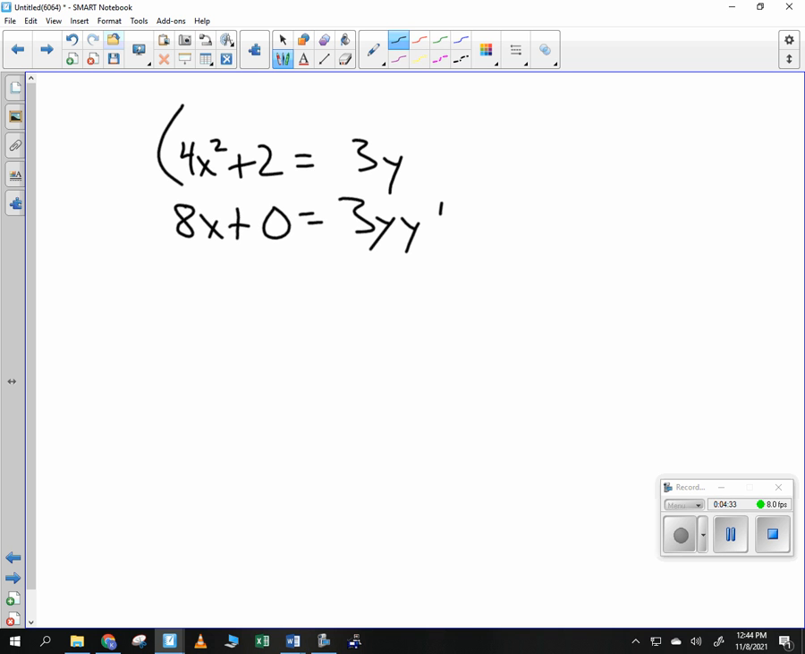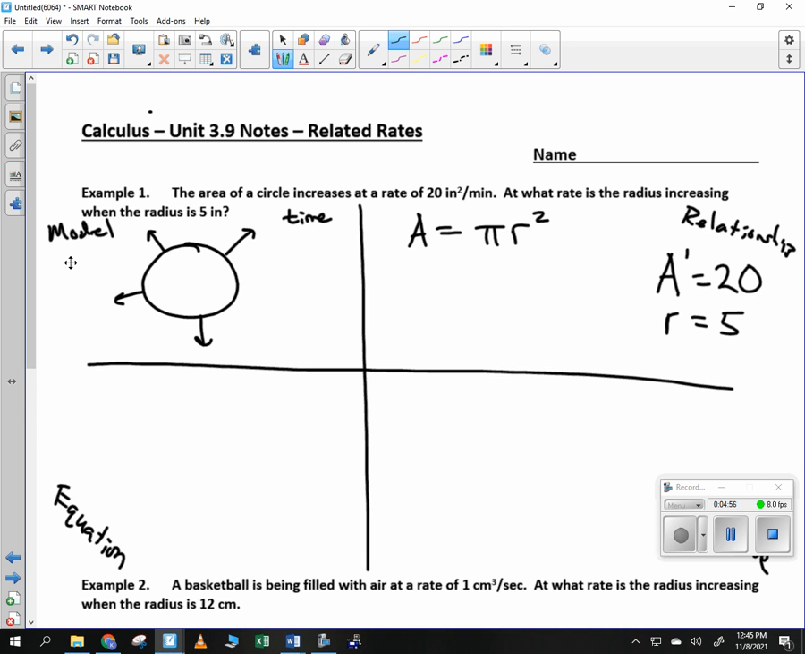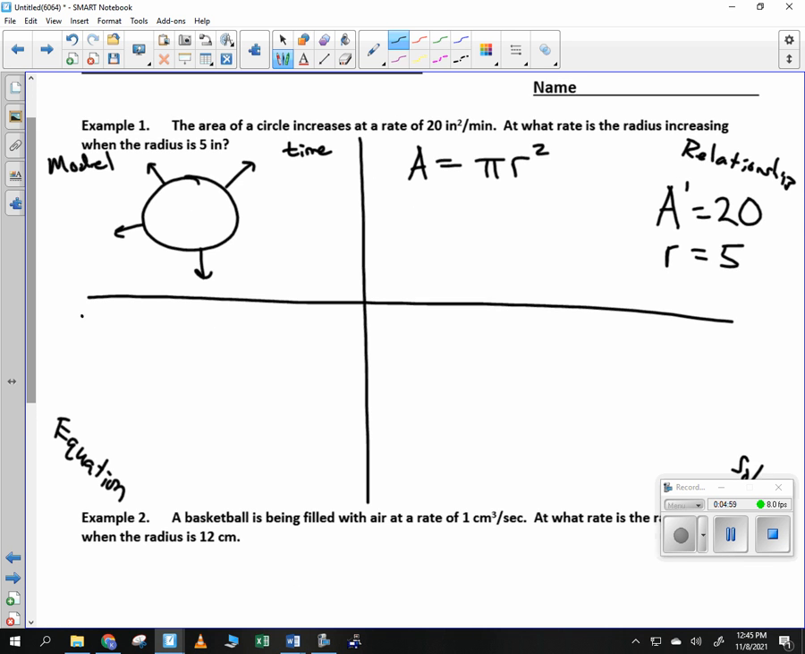Now, please just remember that when you took that derivative, you took the derivative with respect to x. And because of that, we didn't have to attach an x prime. But we did have to attach a y prime, agreed? So that's very, very important to understand. Because in order to solve this, we take the derivative with respect to time of area equals pi r squared.